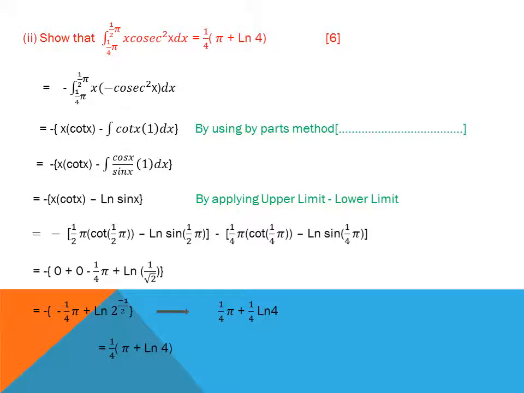In part 2, show that, this part is related to integration. The integral with limits pi by 4 to pi by 2 of x cosecant square x dx is equal to 1/4 pi plus ln 4. We should prove the left hand side equals the right hand side. Here I use the by parts method.